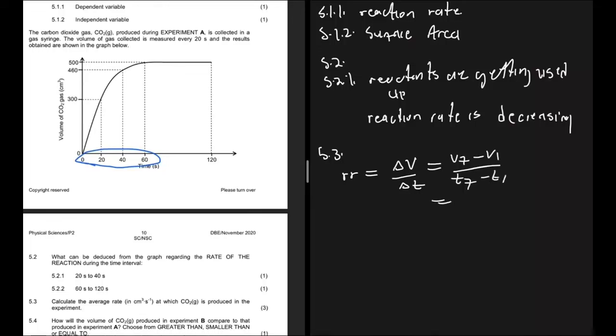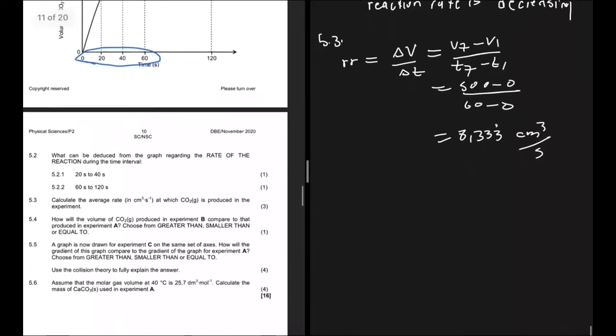So what is the volume final? The volume final is 500 centimeter cube, right? So we're going to have 500 minus 0 because initially it was 0. And then we're going to divide that by T final, which is 60 seconds, minus 0 seconds. So let me just punch that in my calculator. So we have 500 divided by 60, which is 8.33 recurring centimeter cube per second. And then we are done.